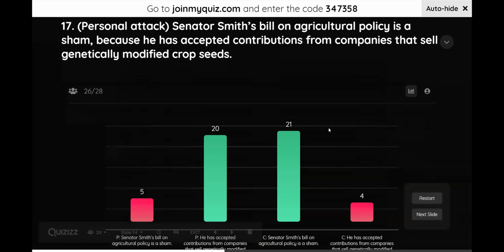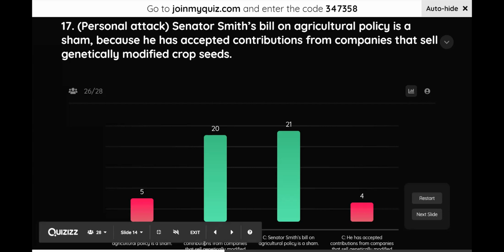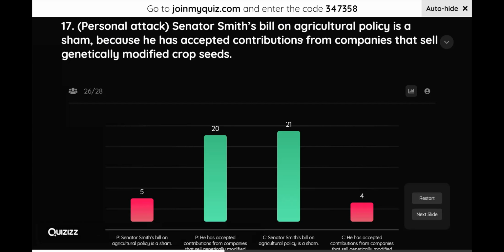Ooh, okay. I think most people are getting these things correctly, but we're saying that the bill is a sham because he accepted these contributions, right? We're not saying he accepted the contributions because his bill was a sham. And the key word here is the because, right? That is telling you the cause of this thing. So anytime they're saying because, you can almost guarantee that what follows is going to be their reasoning or their premises behind things, right? So he has accepted contributions from this. This gives reasoning behind calling his bill a sham.